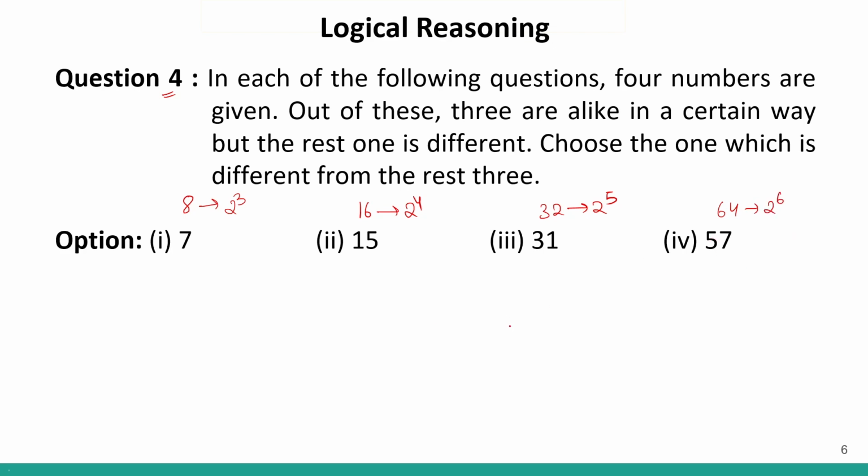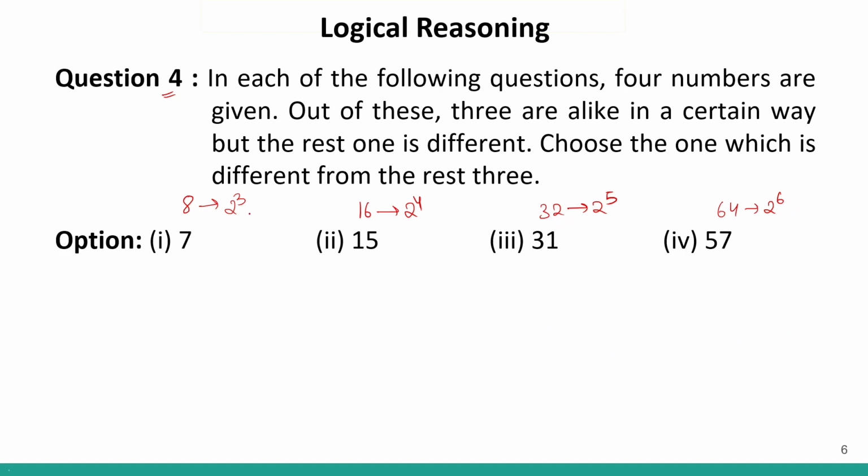Okay, so 2 raised to the power 6 means what? 2 into 2 into 2, 6 times. Like this. So this will be 2 into 2, 4, 4 2s are 8, 8 2s are 16, 16 2s are 32, and 32 2s are 64. So over here, I can see they are very close to 2's power, not perfect cubes, 2's power.